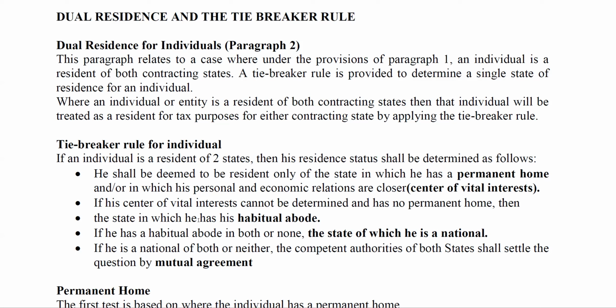If we cannot determine where you have your permanent home, then we look at where your personal and economic relations are closer. We call that the center of vital interest. So where do you have your visa status, your friends, your family, all that? Now, if his center of vital interest cannot be determined and you also have no permanent home, then we look at the state where you have your habitual abode.